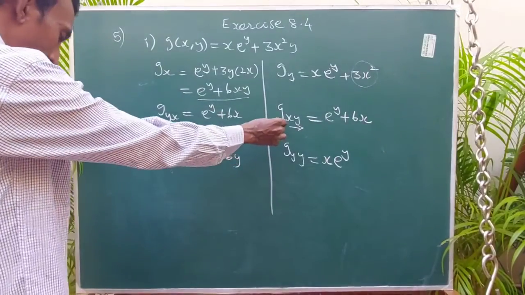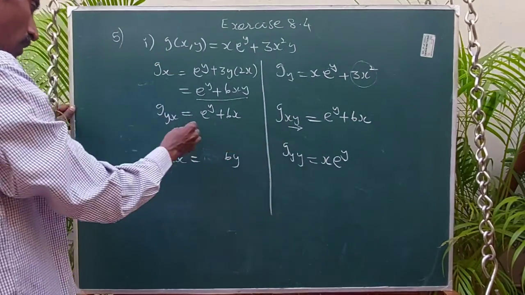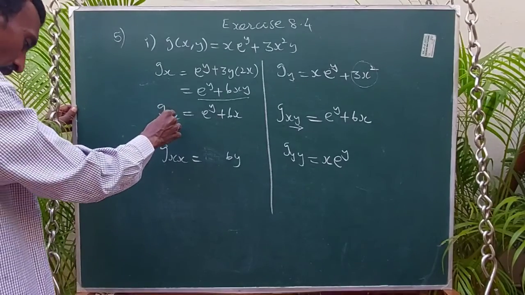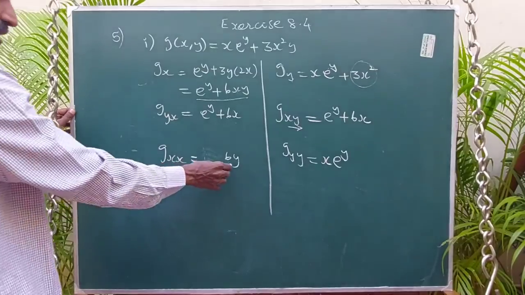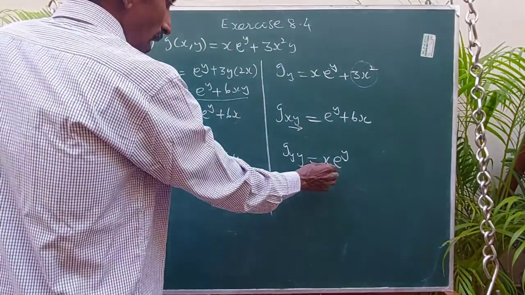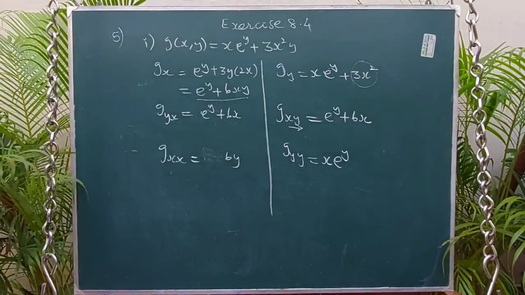g of xy is e power y plus 6y. g of yx is also the same, e power y plus 6x, and g of xx is 6y, and g of yy is x into e power y.